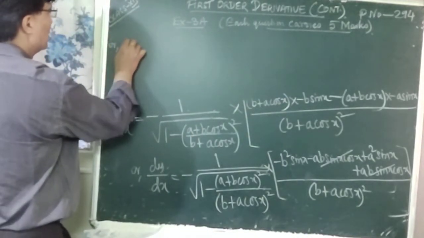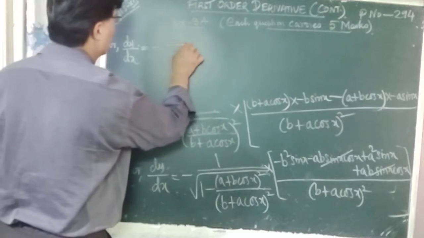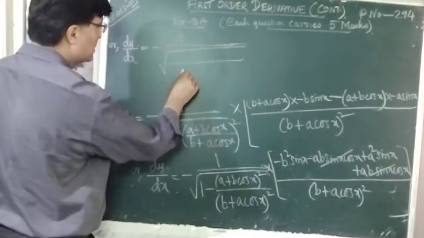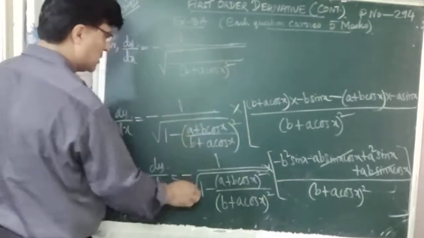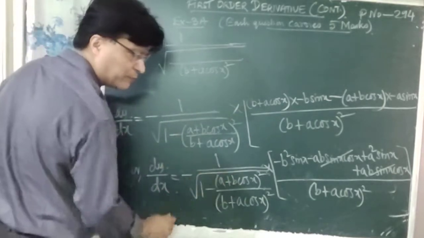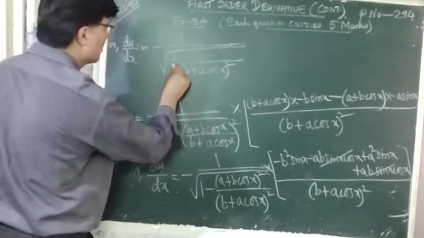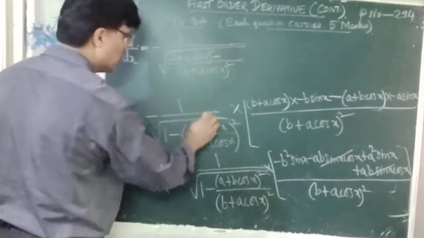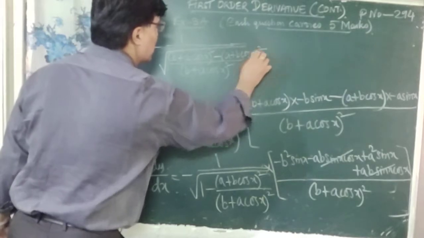Now let's simplify it. dy by dx is equal to minus 1 upon within the square root. What's the LCM? Here the LCM in the denominator is b plus a cos x whole square. So what is there in the denominator now? It will be 1 into b plus a cos x whole square, then minus what do we get? a plus b cos x whole square.